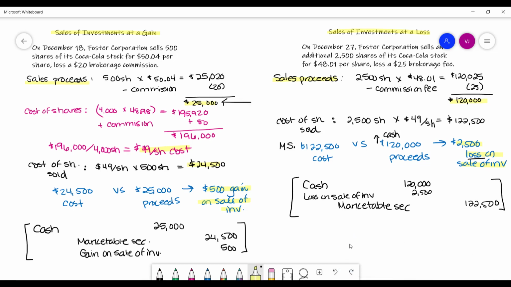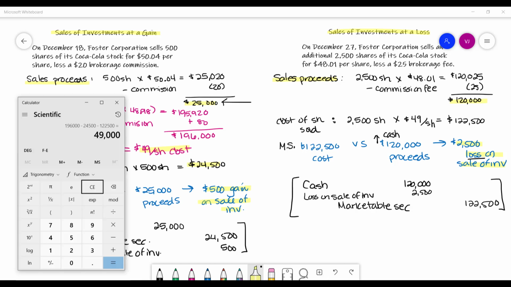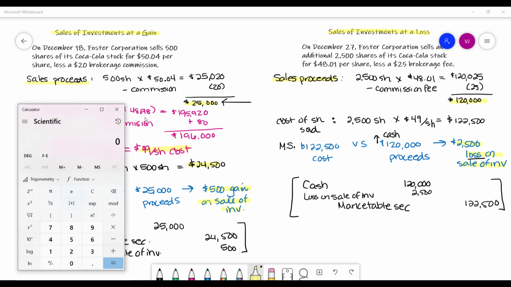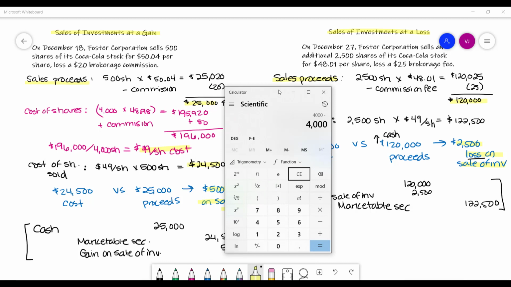So now that we've recorded not only the purchase of this stock, but then the subsequent sale of the stock throughout December, now when we hit December 31st, we have to adjust the marketable securities balance to reflect the current market value of the shares that are left over. So remember, we initially purchased 4,000 shares, and then on the 18th we sold 500 shares, and on the 27th we sold another 2,500. So we currently have 1,000 shares left, and those shares initially cost us $49 each. So the balance in marketable securities as of December 31st should be $49,000.